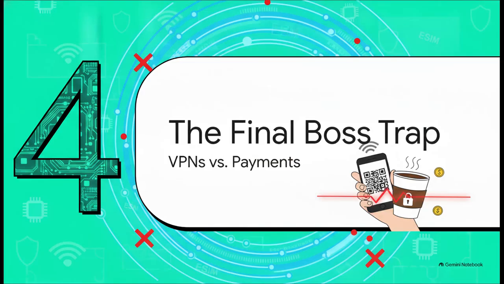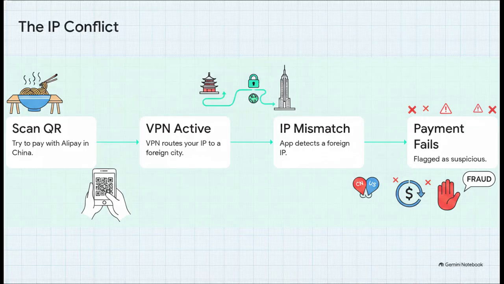All right, Section 4, the final boss trap, VPNs versus payments. Now this is a trap that catches almost everyone at least once. Imagine you're standing at this amazing noodle stall in Chengdu. You scan the QR code to pay with Alipay, but wait, your VPN is still running quietly in the background, routing your connection through New York so you could check Instagram earlier. Well, Alipay sees a New York IP address suddenly trying to pay a local street vendor in Chengdu. It immediately assumes it's fraud, flags it as suspicious, and quietly blocks your transaction.